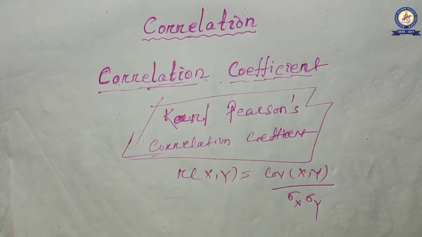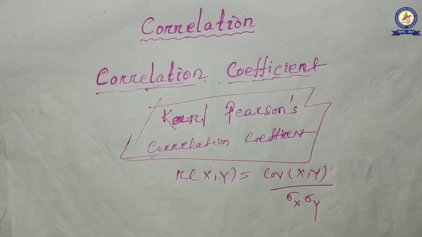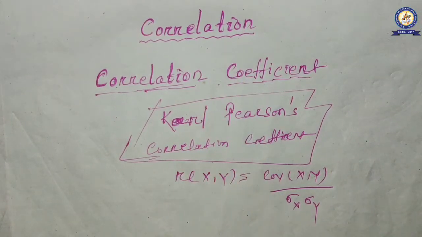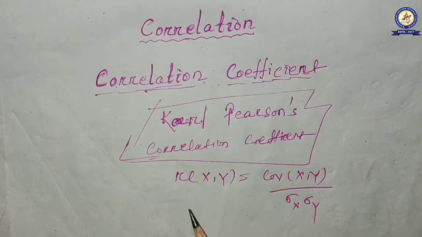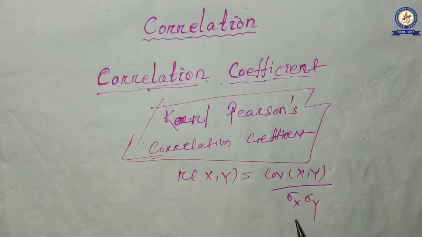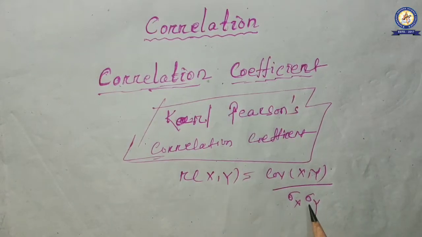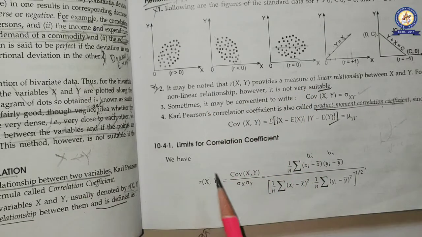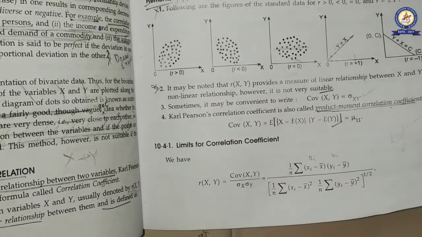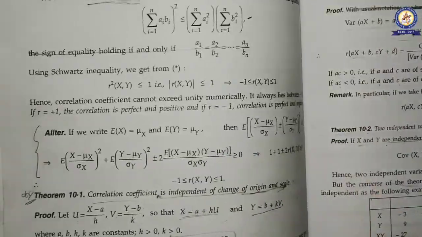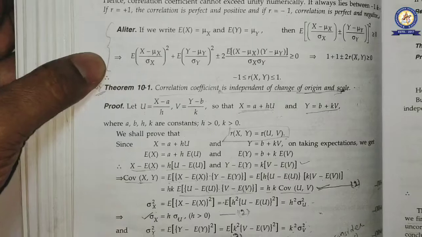Okay, hello everyone. From the last 2-3 classes, we are discussing the correlation coefficient, Karl Pearson's correlation coefficient, that is your r, equal to covariance of x, y divided by standard deviation of x into standard deviation of y. Also, we have discussed the scatter diagram and limits for the correlation coefficient, that we found the correlation coefficient will vary between -1 to +1.